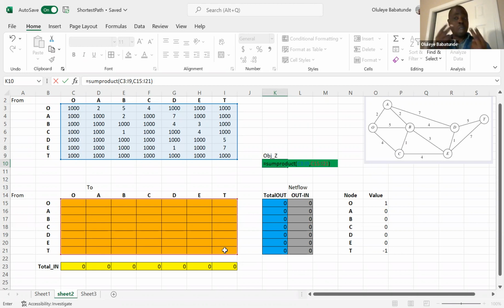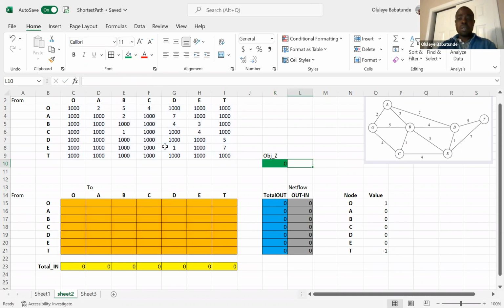So, I've got two matrices now. The first one up here is for the cost, the cost matrix. The orange cell is the XIJs. The first matrix is your CIJ, the cost matrix. And the orange one is what? The XIJ, which you call decision variables. And do that right there.